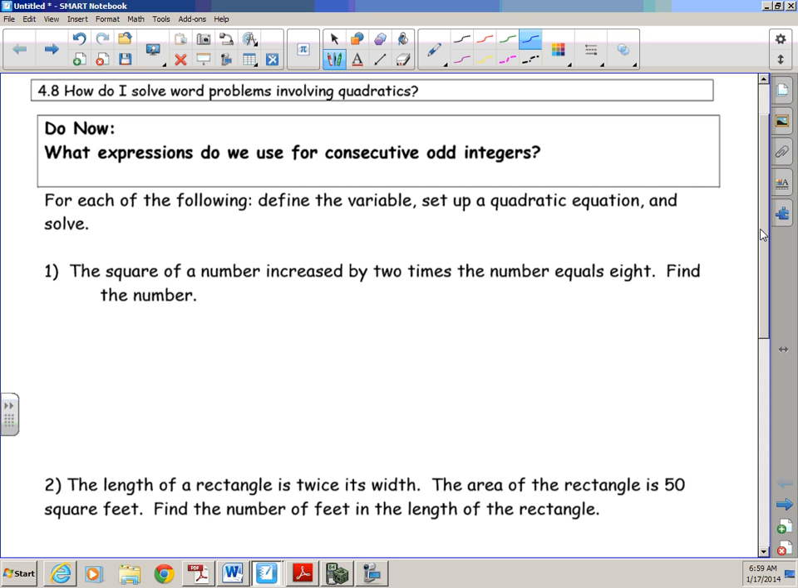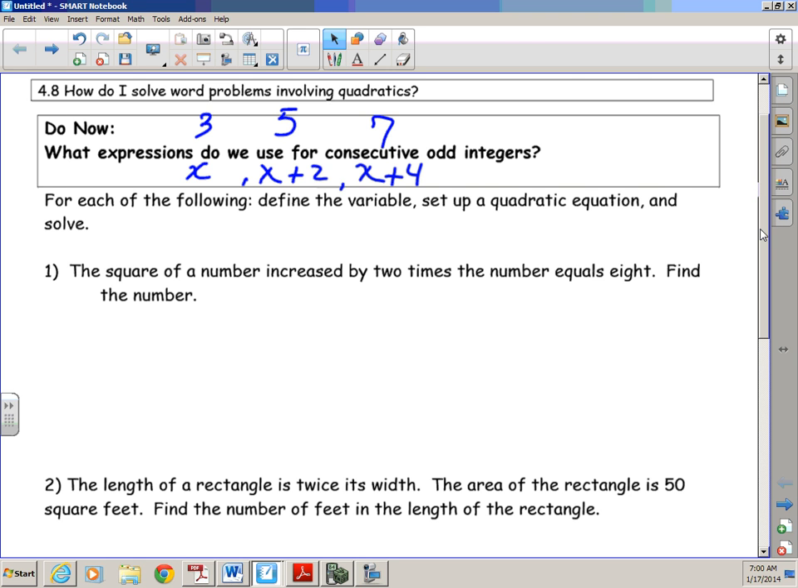Now, let's just recall, we did this earlier. What expressions do we use for consecutive odd integers? Well, if x is the first odd integer, the second one is x plus 2. It's 2 more than that. And the third one is x plus 4, and we just keep going. Don't confuse the fact that these numbers, 2 and 4, are even, that they're not consecutive odds. So, for example, if the first one was 3, I have to add 2 to it to get the second one, 5, and add 4 to it to get the third one, 7. Okay, so let's solve these problems.